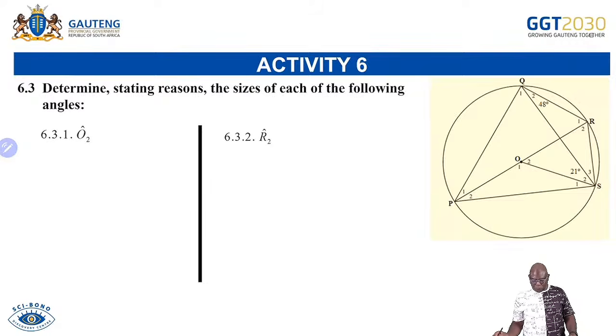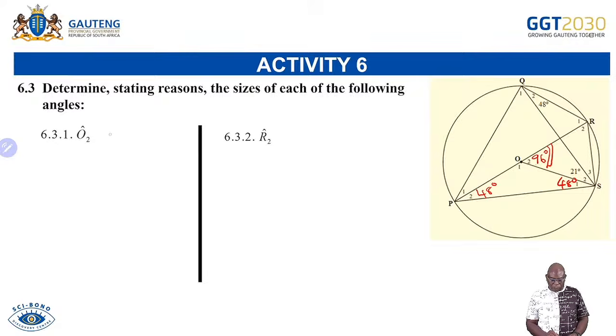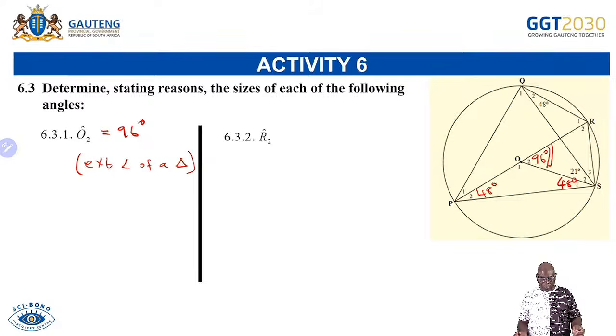Let's see O2. I already know that this is 48. This is 48. This is 96. So now I need O2. So O2 is this one. Oh, I already have O2. No problem. O2 will be 96 degrees. What will be the reason? Remember, I was speaking about the reason: exterior angle of a triangle. You just stop there. It's an acceptable reason.